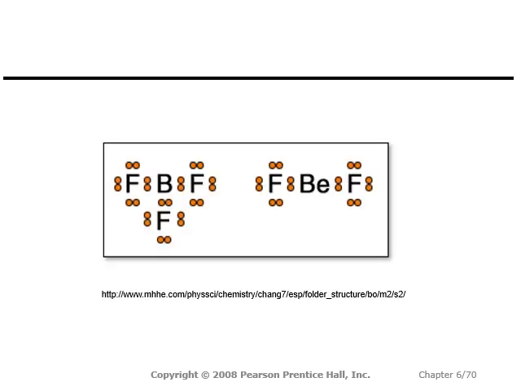Beryllium is the same way. Beryllium tends to make only two bonds, and that's all it can really do in terms of making molecules. So it will tend to have only four electrons around it. And again, for beryllium, that's okay. So these are exceptions to the octet rule. Next slide.